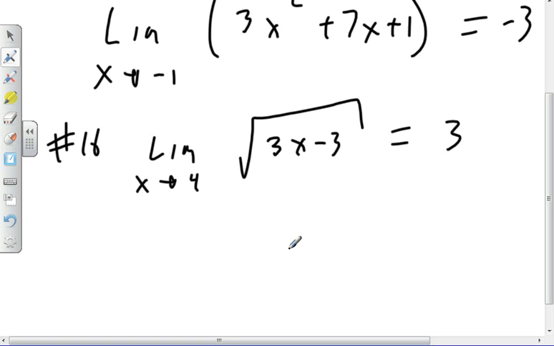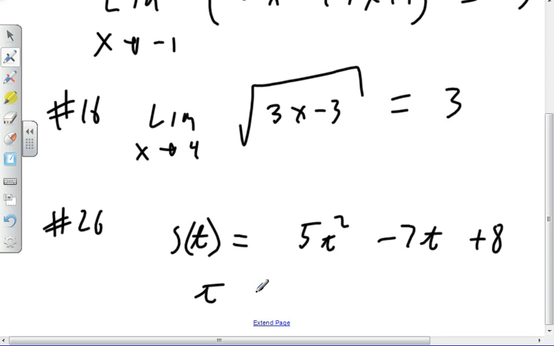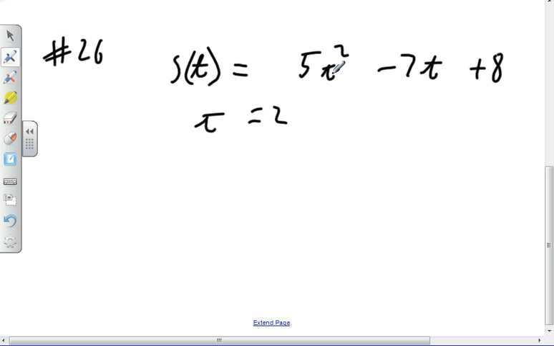Okay, we have to go all the way out to 35, I guess. Find the instantaneous velocity. Okay, so we'll look at 26. My position at time t is 5t squared minus 7t plus 8, and I want to find it at t equals 2. 20 minus 14 plus 8 is 26? Yeah, probably.